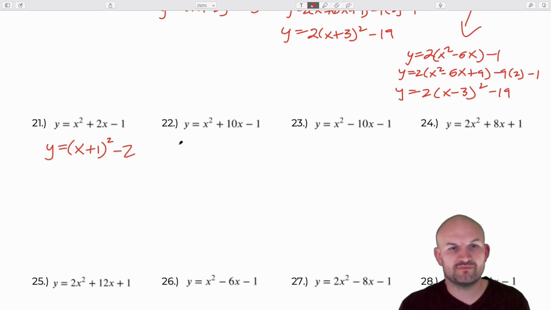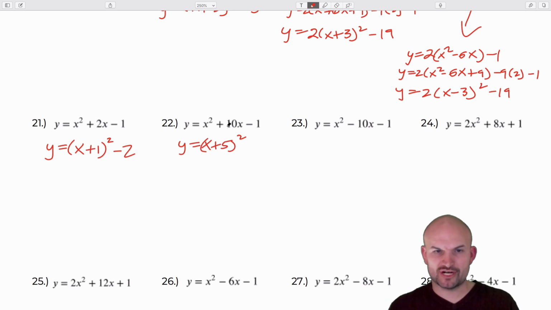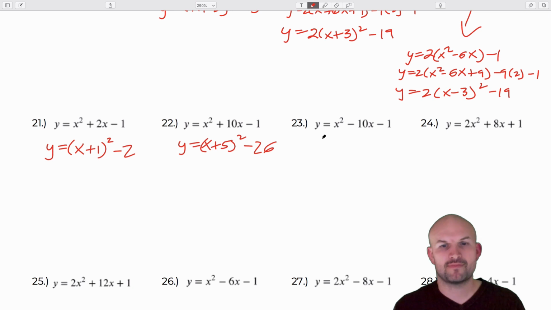Over here, that's going to be y equals x plus 5, quantity squared. And therefore, if I added a 25 to create that perfect square trinomial, I'd have to subtract a 25, so that'd be a minus 26. Here, it's really going to be the exact same thing. It's just I'm going to change the binomial. So y equals x minus 5, quantity squared, minus 26.